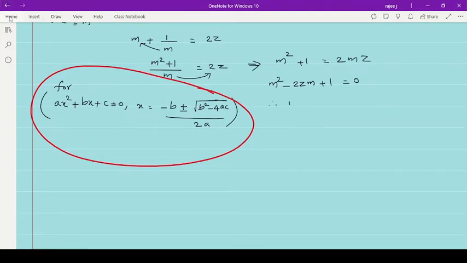So from here, m is equal to, so this is a quadratic in m. So this is the coefficient of m. See, ax square plus bx plus c, so x is equal to minus b. Minus b means coefficient of x. So here the coefficient of m will come. So m is equal to, minus is already there. Then b here is minus 2z. So minus b plus or minus root of b square. B square means minus 2z square minus 4 into a.